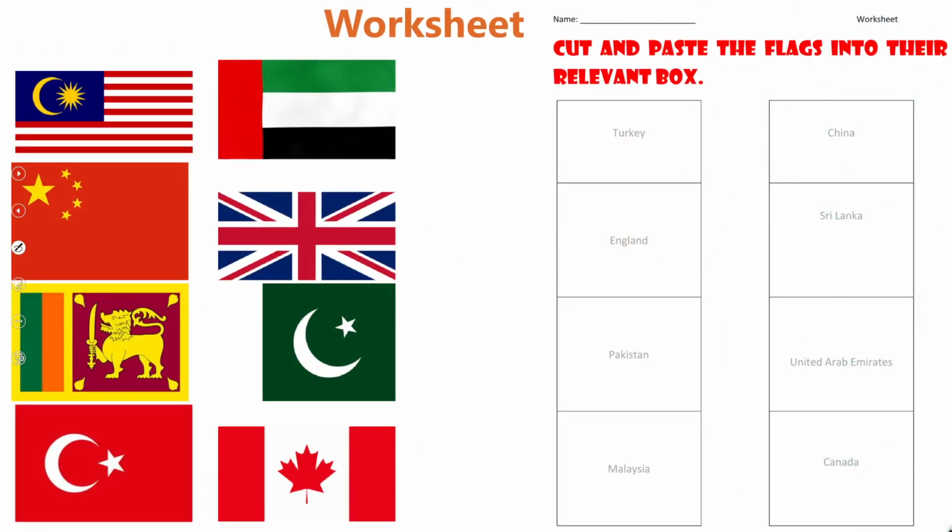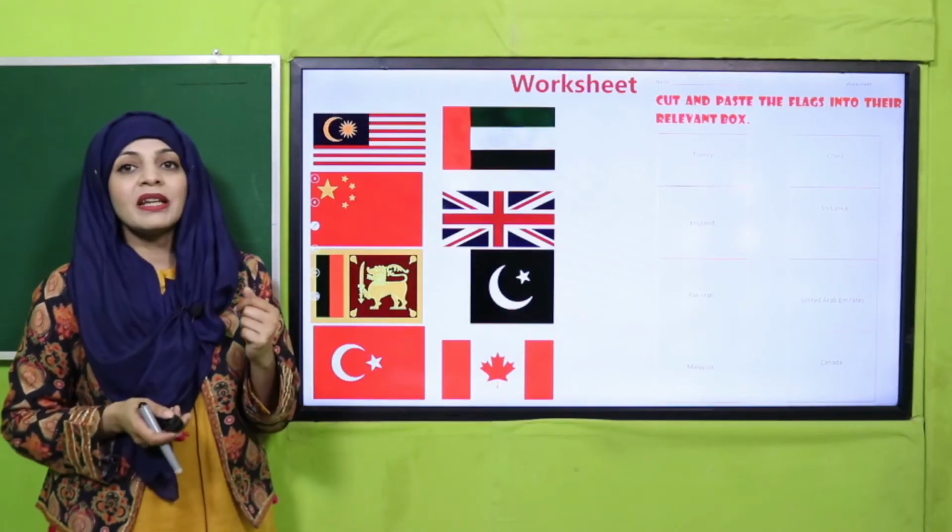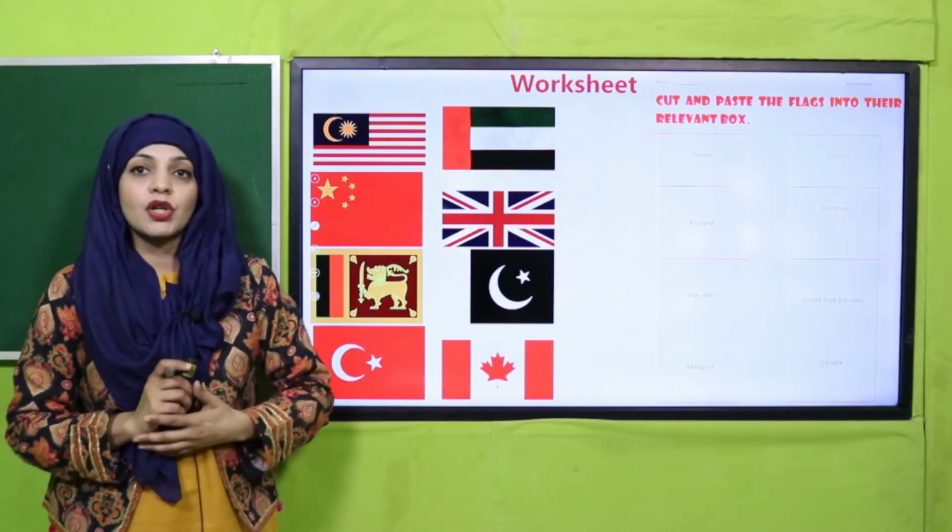So my dear students, now it is time for the practice. You can see two worksheet portions on your screen. On the one side, cut and paste the flags into their relevant boxes. On one side you see different flags and on the other side boxes with the names of the countries. You have to cut out each flag and paste it in the relevant box with the country name. For this, you can simply download this worksheet from the description box below, or you can get it in print form from your teacher. So my dear students, pause the video and complete this worksheet.